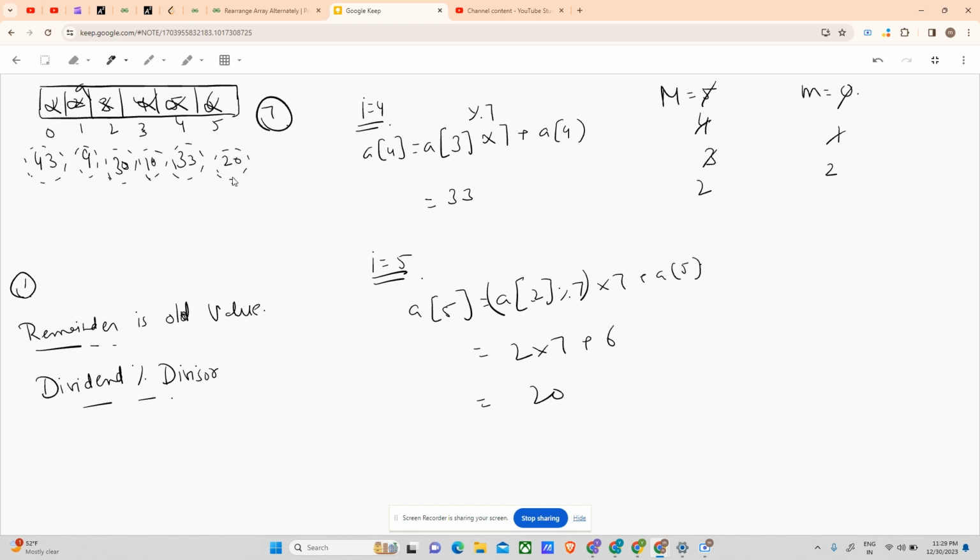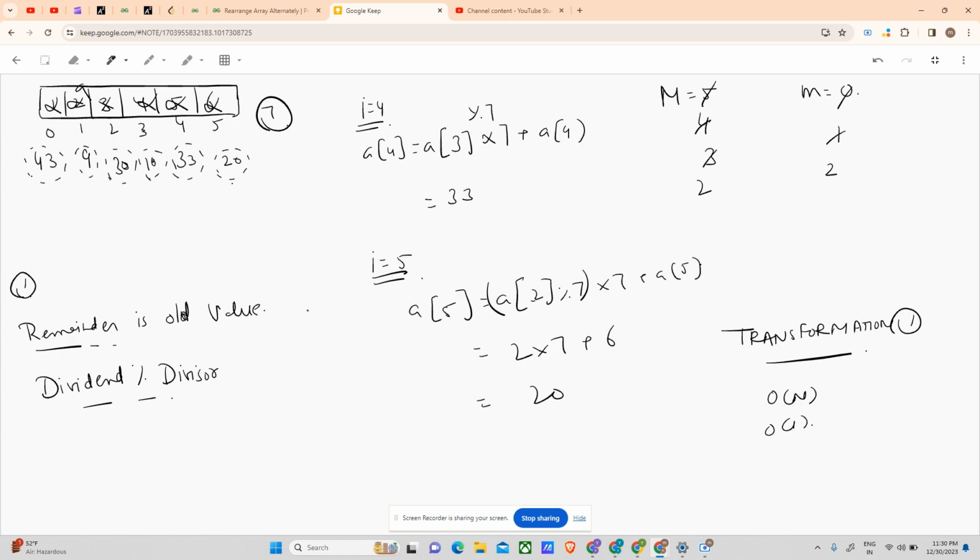Okay. Now what should we do now? So up till now this was our transformation 1. Okay. Time complexity for this transformation is O of n and space complexity is O of 1. Okay. We are in the limits right now. We have not exceeded our limits. Now come to the transformation 2.